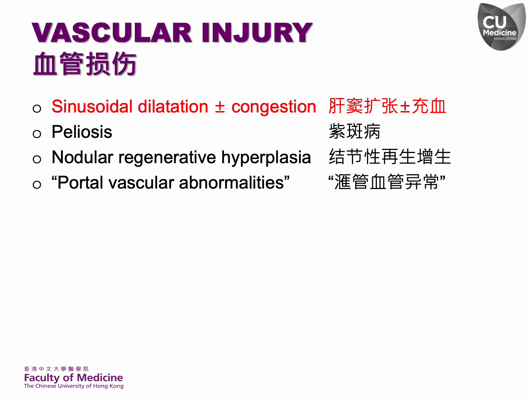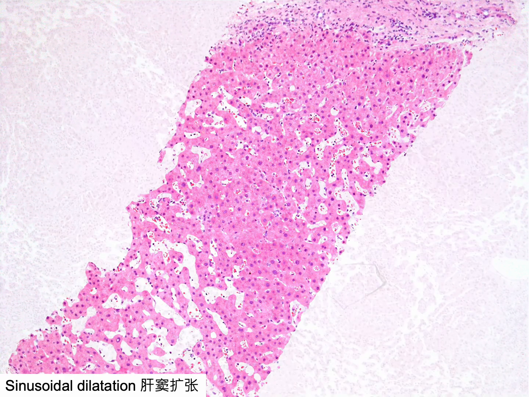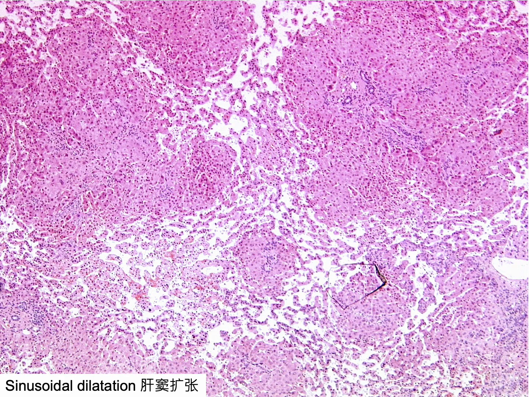The first pattern is sinusoidal dilatation with or without congestion. A typical example of sinusoidal dilatation is a sinusoidal lumen that is more than one liver cell plate wide. This is another example of extensive sinusoidal dilatation involving different hepatic lobules.